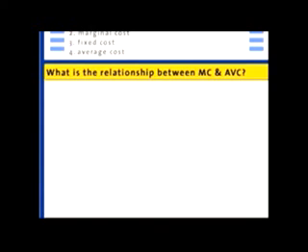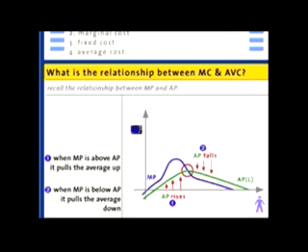Marginals and averages always have the same relationship. That is, when the marginal is above average, when you're adding things at the margin that are above average, you pull the average up. When you're adding things at the margin that are below average, you pull the average down. We'll see that same relationship now as we draw the marginal cost and average variable cost together in one graph.